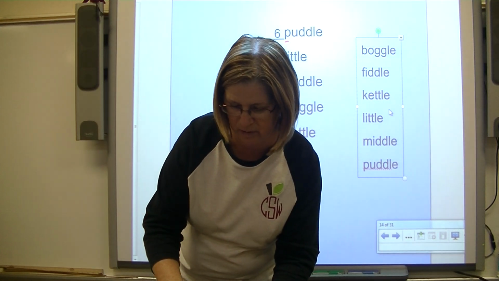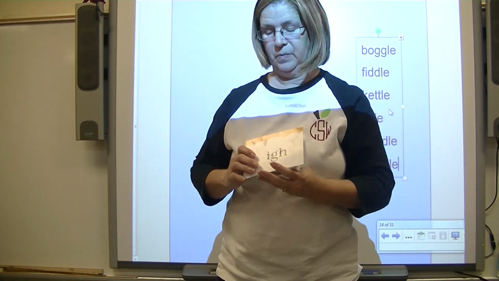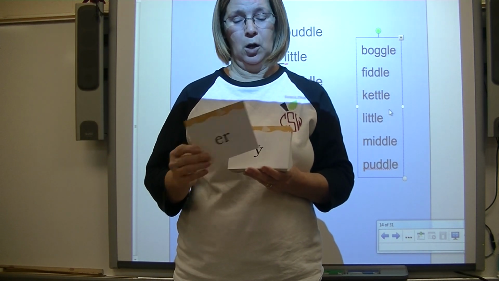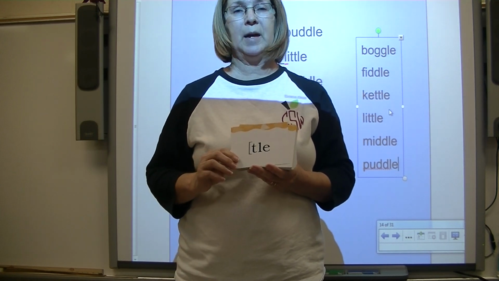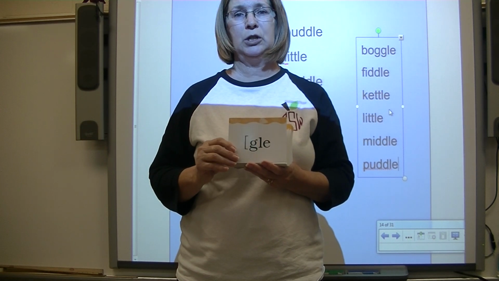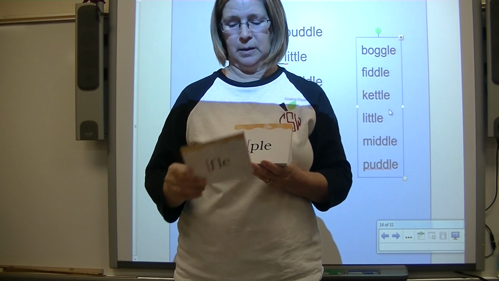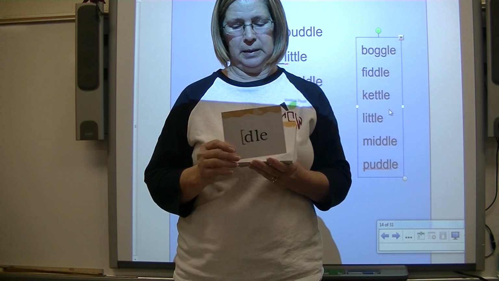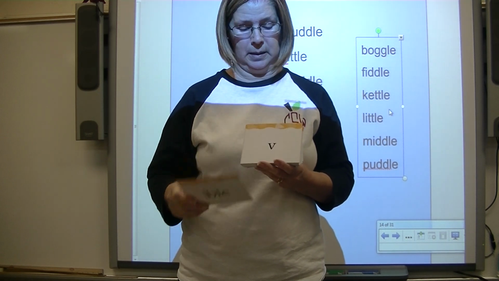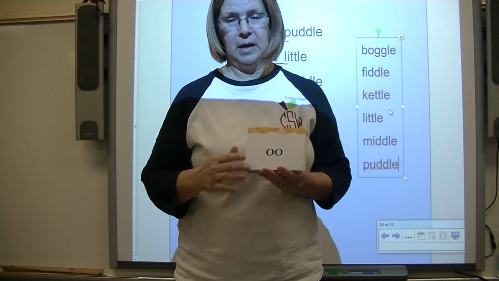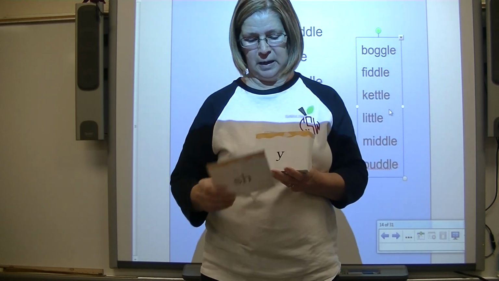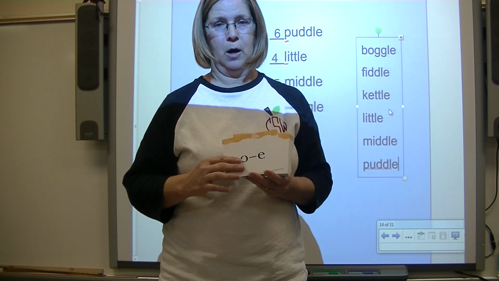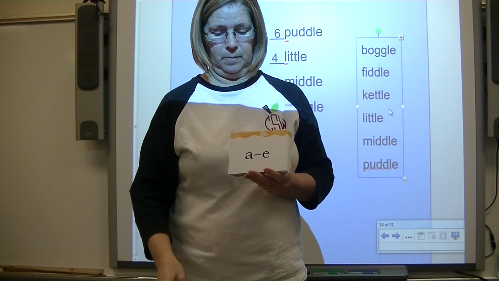We split it into two piles because it's a lot. Okay, we'll start with the letter cards. Do it with me. Get ready. Trigraph, I-G-H. Combination, E-R. Vowel, Y. Final stable syllable, T-L-E. Final stable syllable, G-L-E. Final stable syllable, F-L-E. Final stable syllable, P-L-E. Final stable syllable, D-L-E. Final stable syllable, B-L-E. V, J, digraph, O-O, digraph, S-H, Y, X, I consonant E, E consonant E, O consonant E, U consonant E, A consonant E.